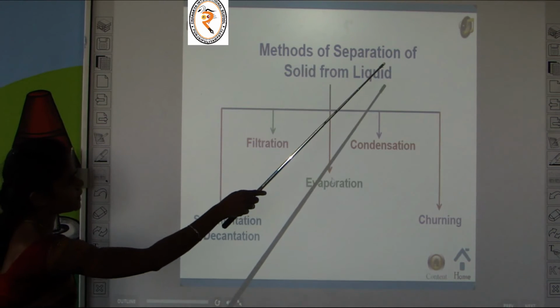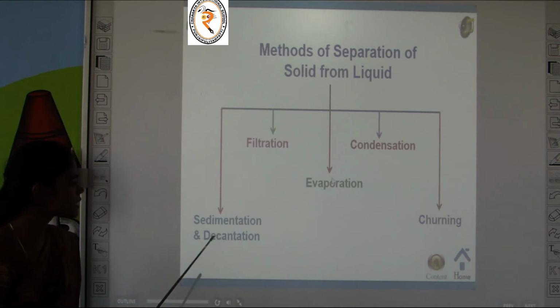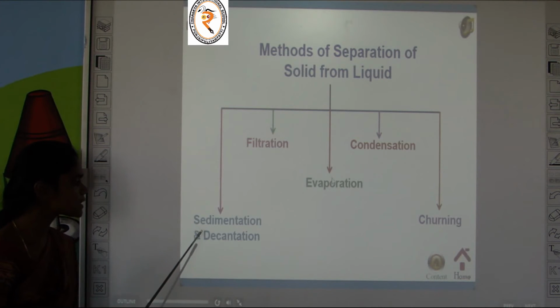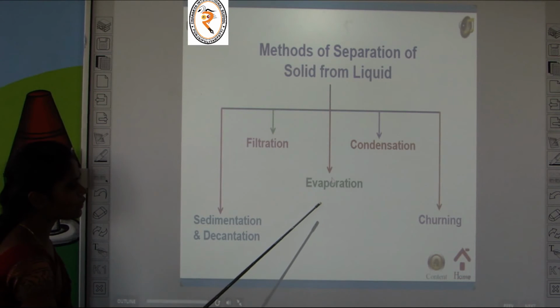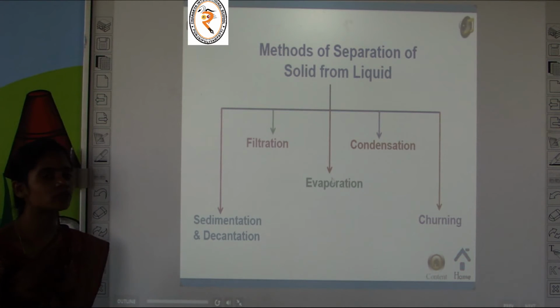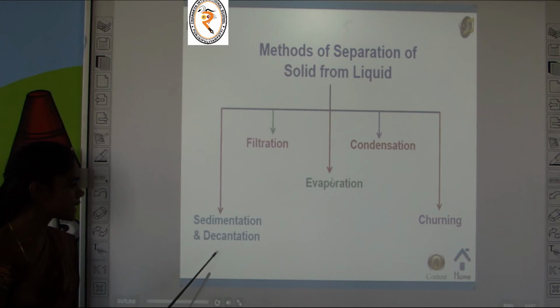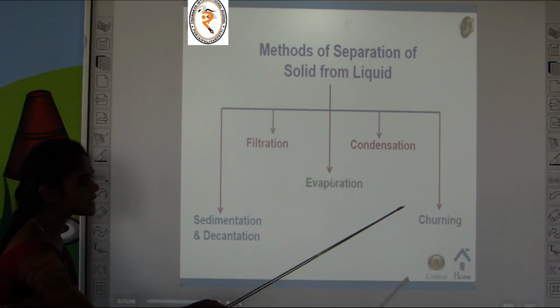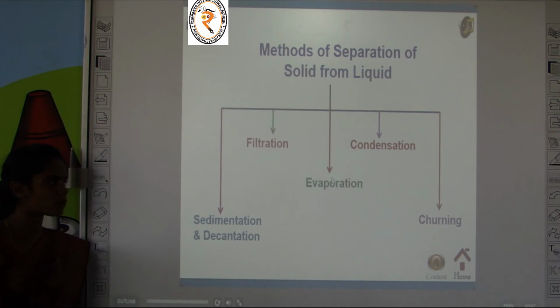The methods of separation of solid from liquid include sedimentation and decantation. What is the first process? It is sedimentation and decantation, then filtration, evaporation, condensation and churning. So these are all the methods used to separate solid from liquid. Let us see the details about this.